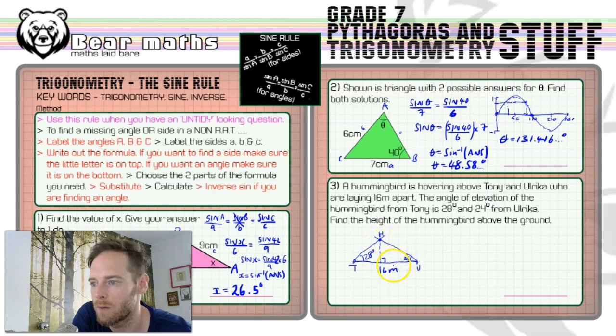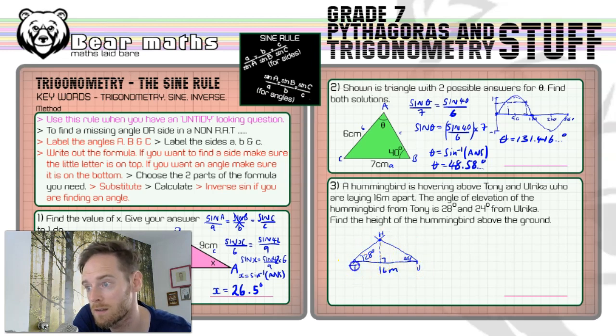So I'm going to go with Ulrika, and Ulrika is here with 24 degrees looking up at this hummingbird, and we need this height here. We can get that if we find this bit here. And how are we going to do that? Well, we're going to use the sine rule.